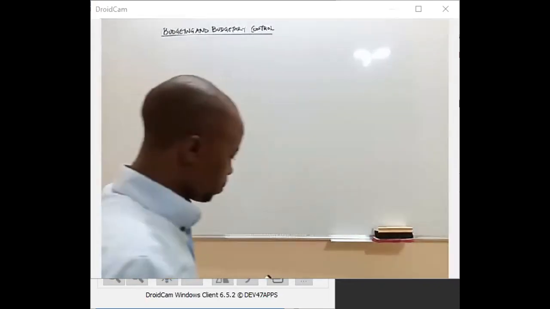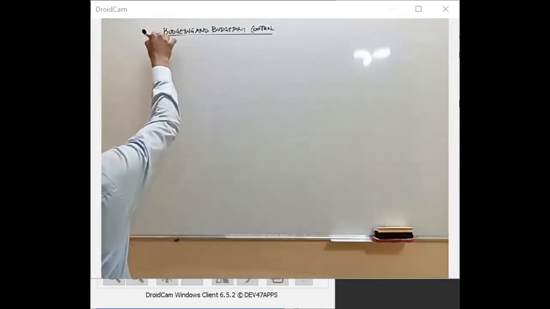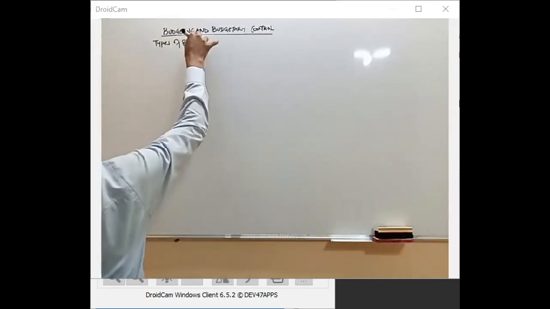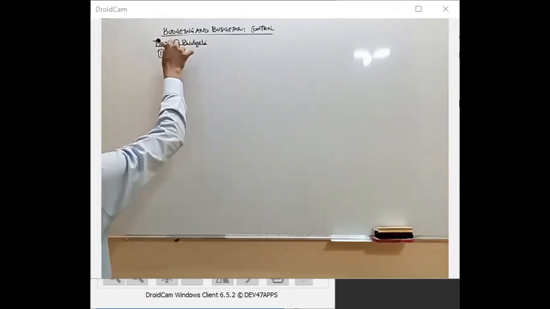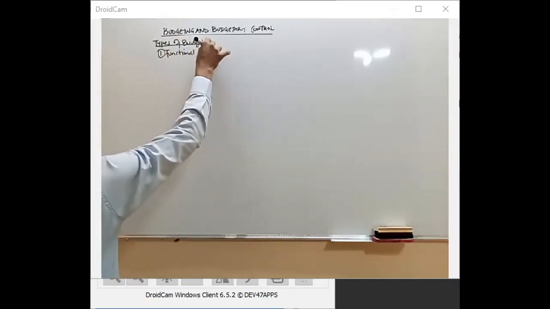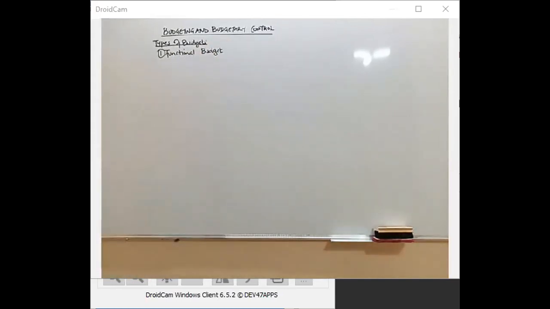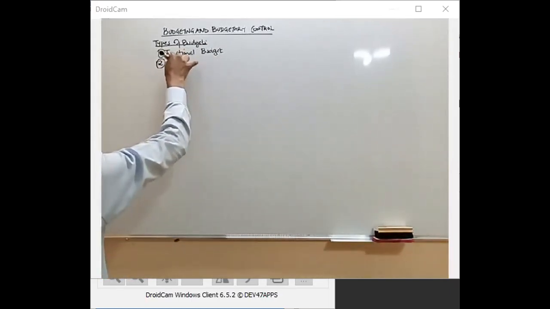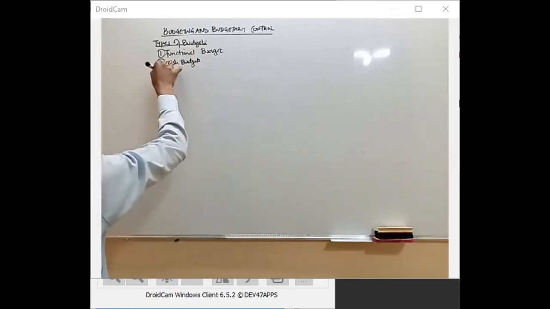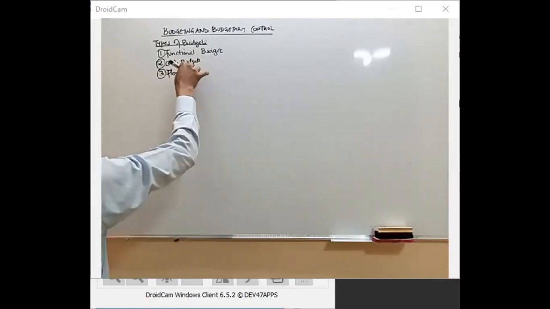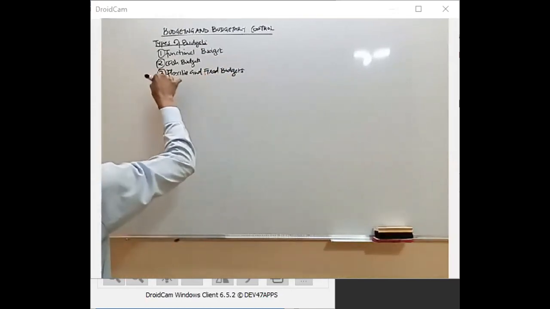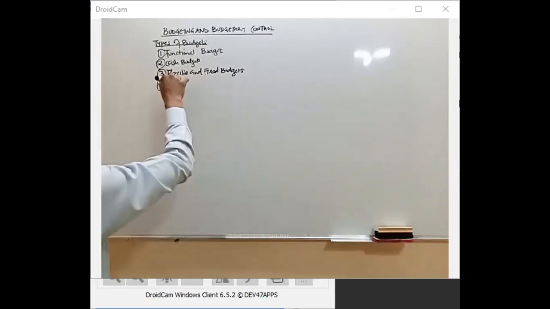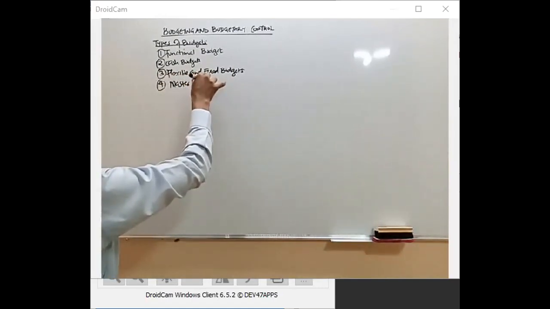So when we look at it, we normally have 4 types of budgets. The first one, we normally look at the functional budgets. Number 2, we normally have cash budgets. Number 3, we normally have flexible and fixed budgets. Then number 4, we normally have master budgets.